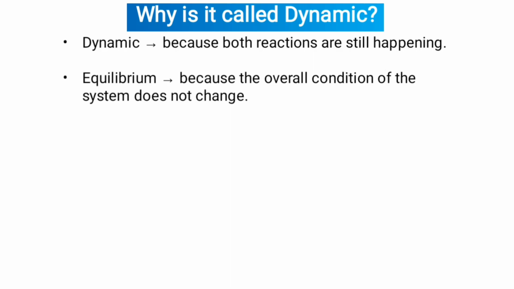Now, why is it called dynamic? Dynamic because both reactions are still happening, and equilibrium because the overall condition of the system does not change. That's why it is called dynamic equilibrium.